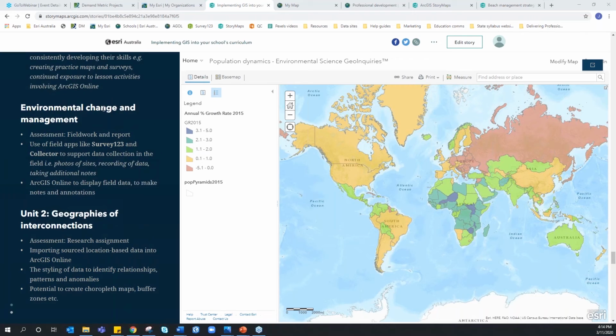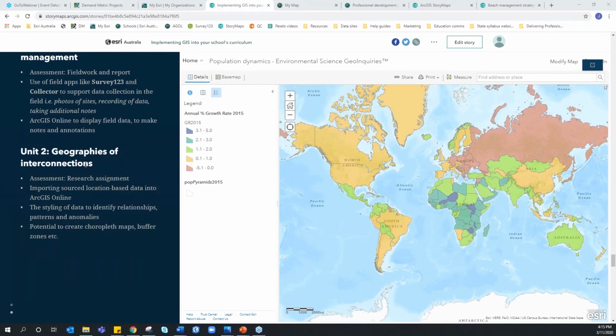Unit 1, Environmental Change and Management. The assessment for this unit is usually a fieldwork report, a field report. My advice, like we just touched on, is using field apps like Survey 123 and Collector to support data collection in the field. You can take photos with these apps, you can record data, you can even take additional notes, particularly on Collector. And again, using ArcGIS Online to display that field data, to make notes, to make annotations, to add other feature layers that you might find on the internet to identify relationships or anomalies.